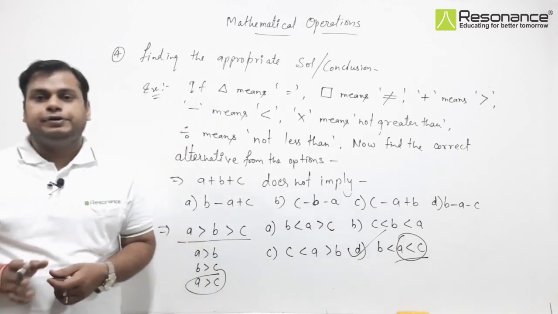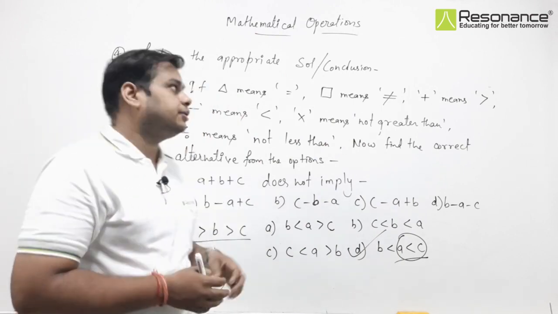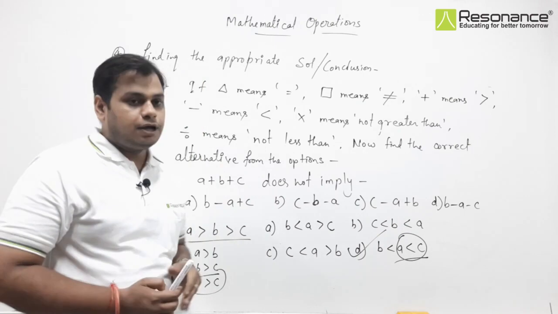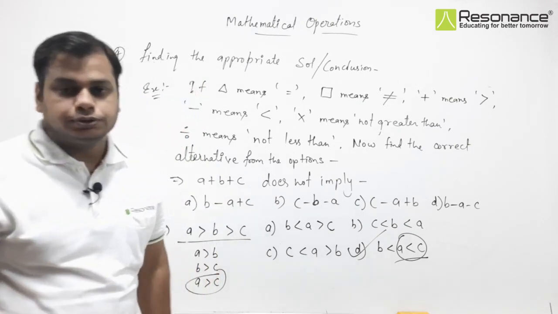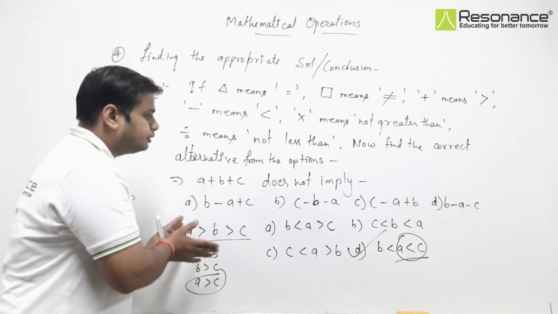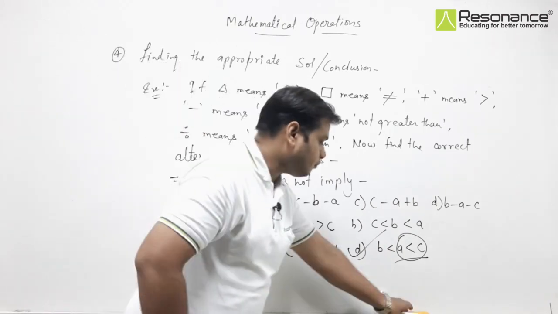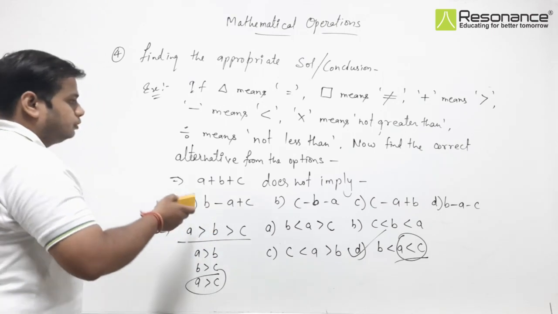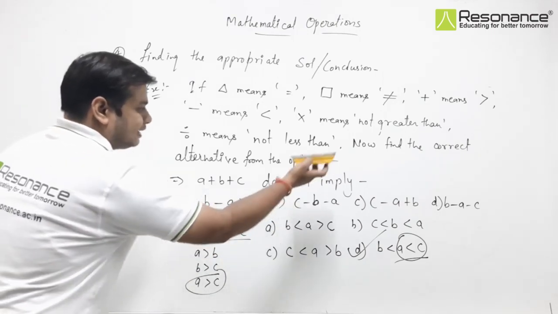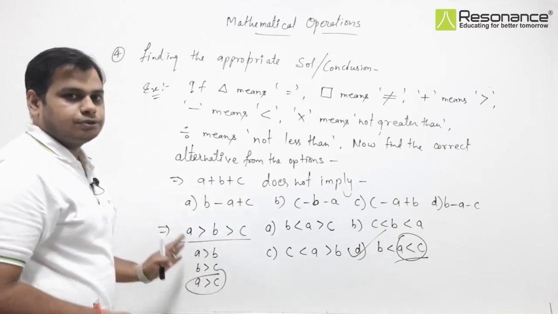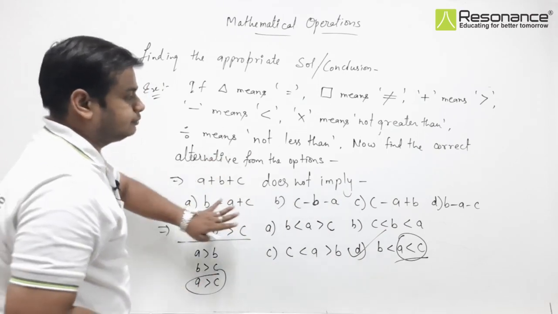So, this is how we have to solve the question of finding the appropriate solution or conclusion. We have to substitute the signs and solve each and every option so that we can find the correct conclusion.